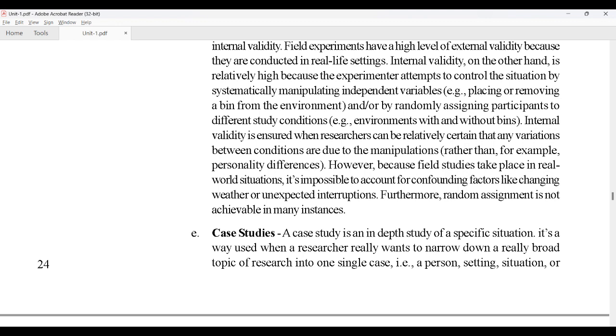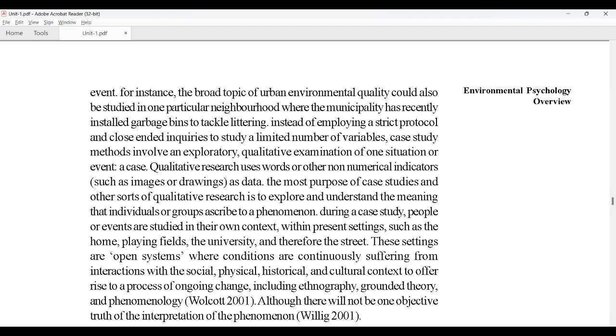It's a way used when a researcher really wants to narrow down a really broad topic of research into one single case, i.e., a person, setting, situation, or event. For instance, the broad topic of urban environmental quality could also be studied in one particular neighborhood where the municipality has recently installed garbage bins to tackle littering.